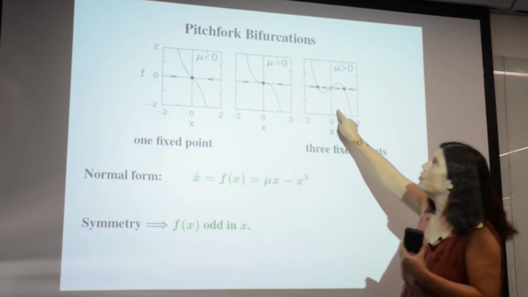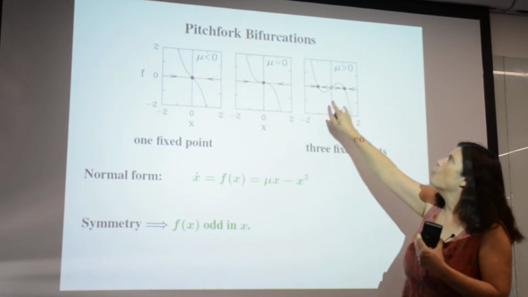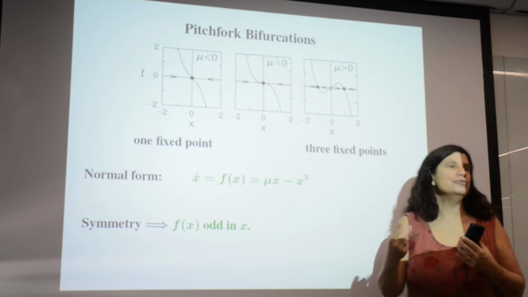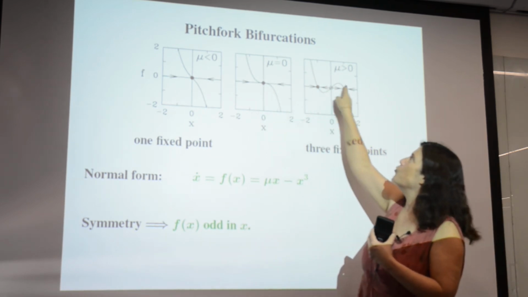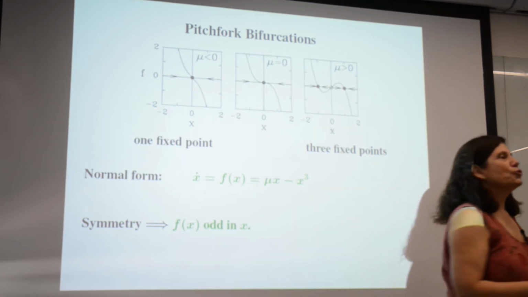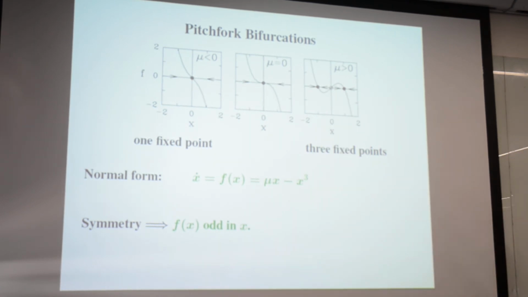Here, for mu positive, you end up with 3 fixed points, not 2, not 1, but 3. The inner one has become unstable, and the outer ones have become stable. So this does bear a resemblance to the saddle node bifurcation in that you increase the number of fixed points by 2. Before you went from 0 to 2, now you're going from 1 to 3.